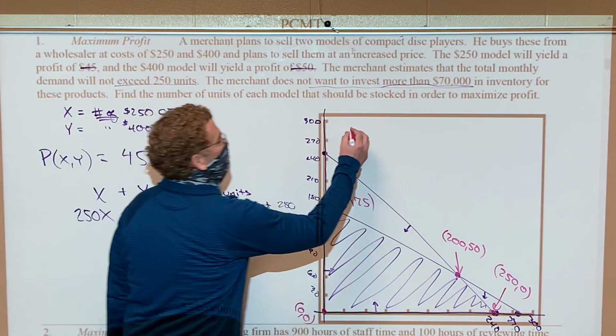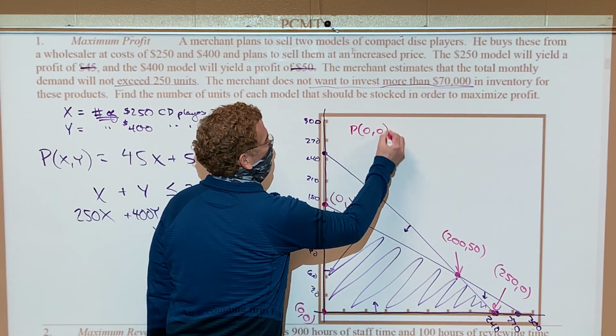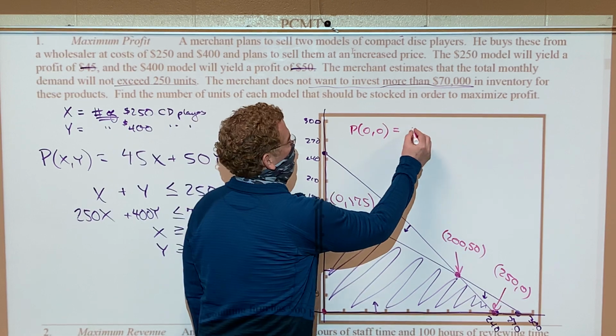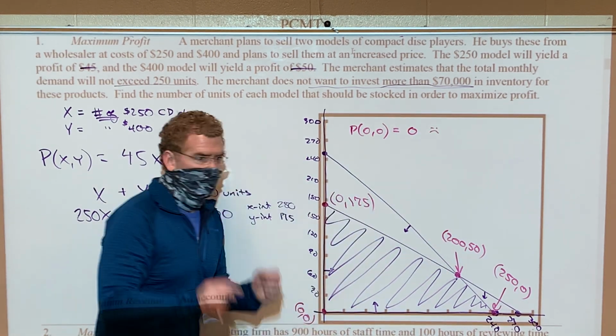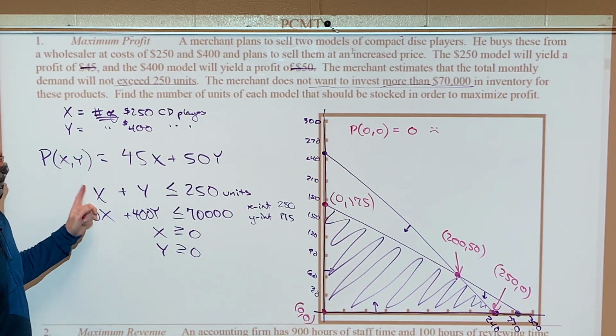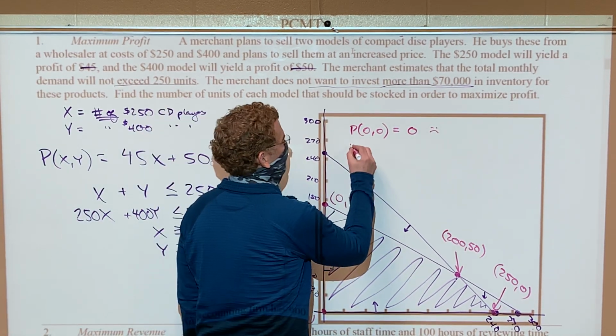So what is P of 0, 0? Well, obviously 45 times 0 plus 50 times 0 is 0. Not doing super well there, right? At least I didn't lose money. All right, and then what about the profit at 0, 175?